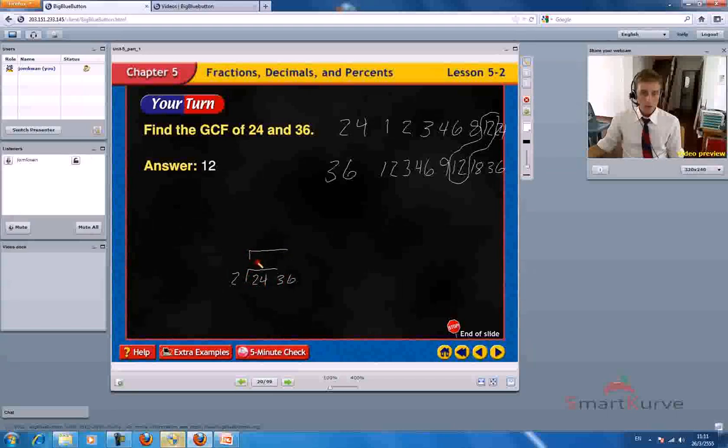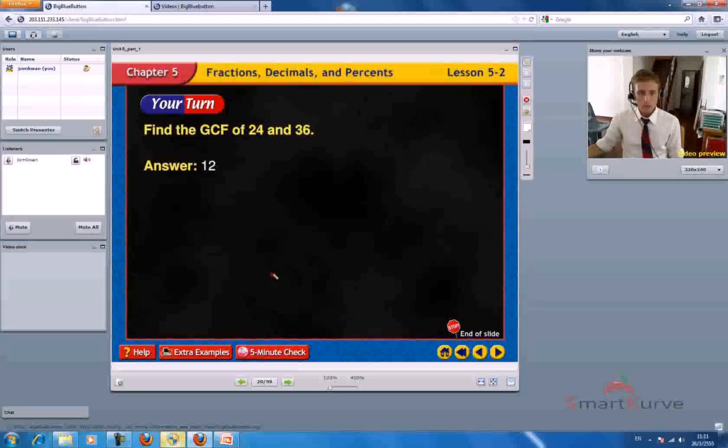Or we have 24, 36 divided by 2, 12, 18 divided by 2, 6, 6 and 9 divided by 3, 2 and 3. Those are prime numbers. Oh, sorry, I did not mean to delete that.